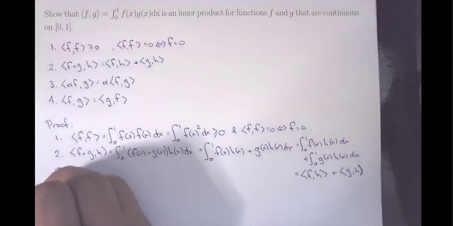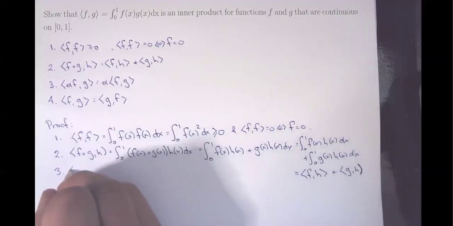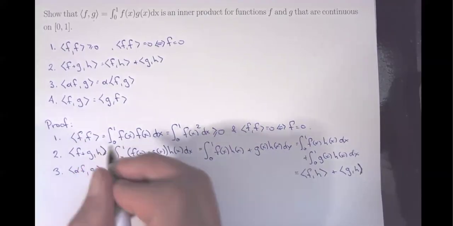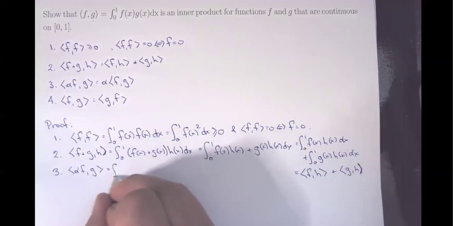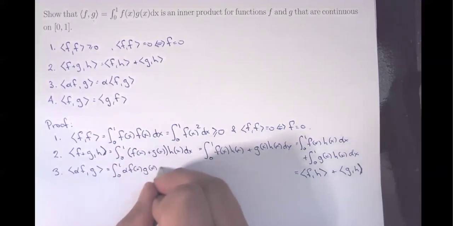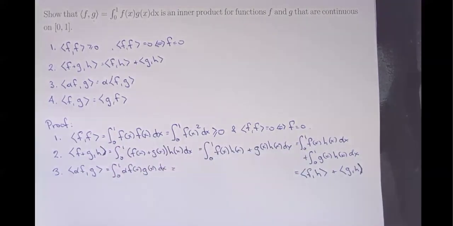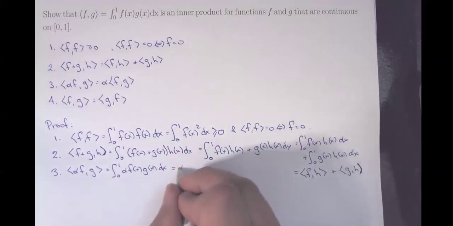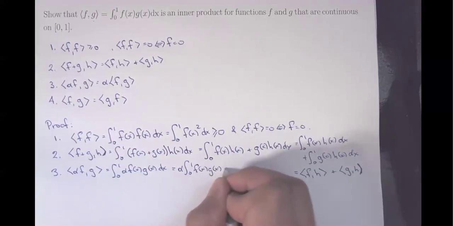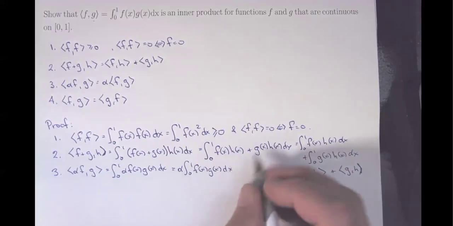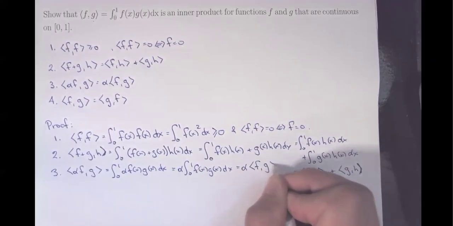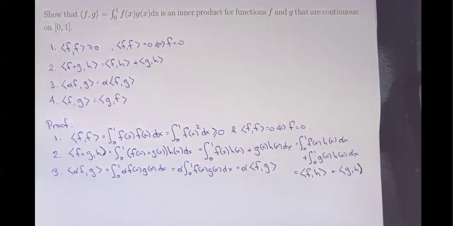Property 3, the inner product of alpha f with g is equal to the integral from 0 to 1 of alpha f of x g of x dx. You can probably see where this is going to go right away. We'll pull the alpha out front of the integral. And this is the inner product of f with g. So this is alpha times the inner product of f and g. So property 3 is satisfied.